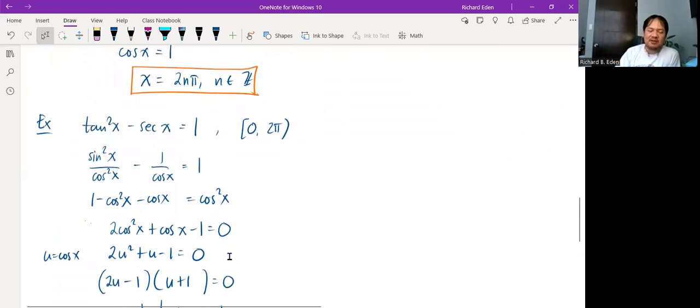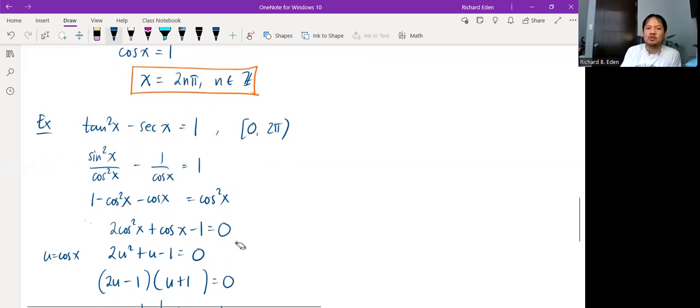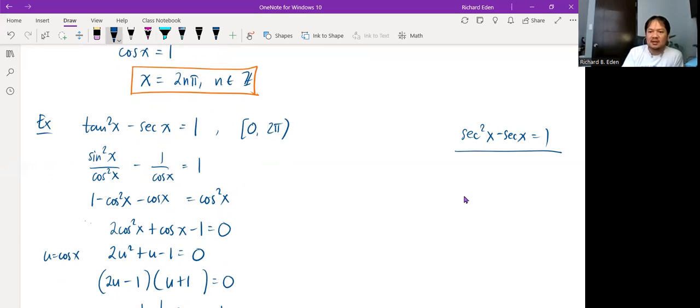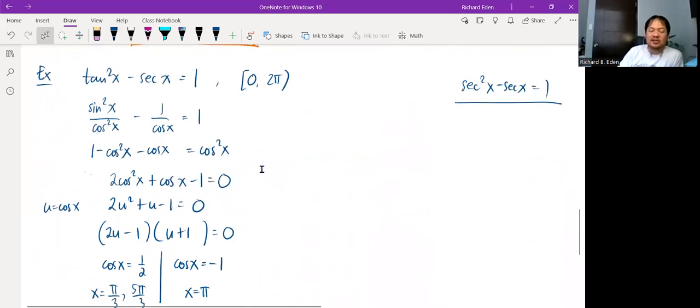Now, converting everything into sines and cosines generally works. But ultimately, what we want is to be able to compare everything together. Let's say the equation was secant squared x minus secant x equals 1. Would you still need to convert into sines and cosines? No, because you could solve for secant of x. You could take this as a quadratic equation. Sometimes it's not necessary to convert, as long as you have consistency, be it in terms of angles, like sine 2 theta and sine 4 theta, or consistency in terms of the trigonometric function.